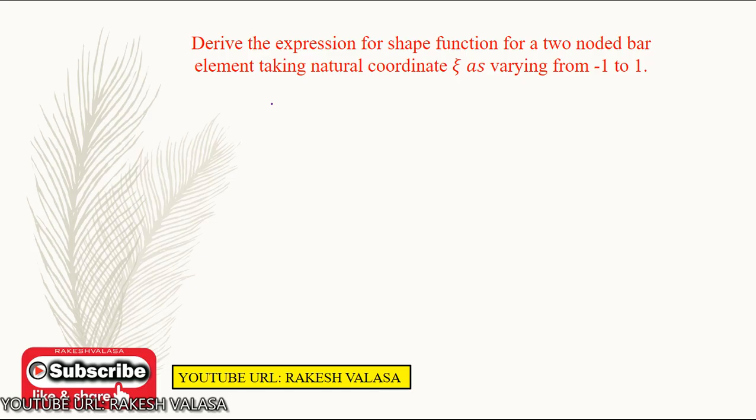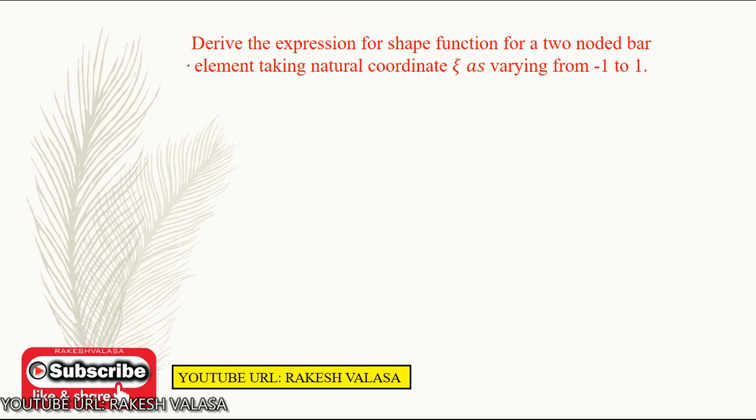In this video lecture, we will be discussing shape functions for a two-noded bar element taking natural coordinates. Let us see the given question. Derive the expression for shape function for a two-noded bar element taking natural coordinates zeta as varying from -1 to +1.